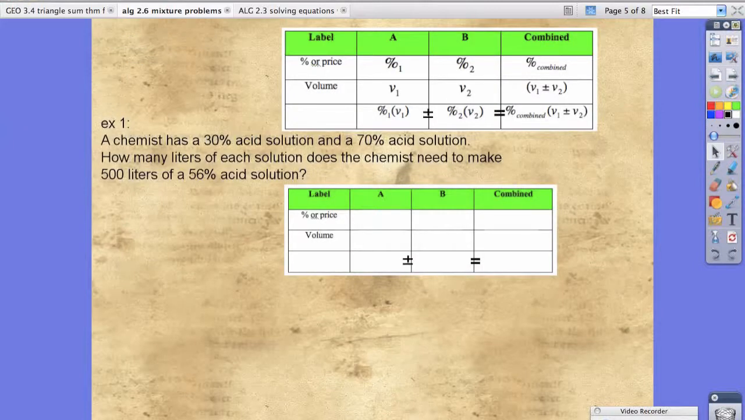So let's take a look at an example. A chemist has a 30% acid solution and a 70% acid solution. How many liters of each solution does the chemist need to make 500 liters of a 56% acid solution? So we're going to fill out this table, and we're going to call column A the 30% solution. Column B, we're going to call the 70% solution. Now here's a part that people commonly make mistakes on. The combined is not going to be 30% plus 70%, but rather the percent acid solution that we want when it's combined, which in this case is 56%.